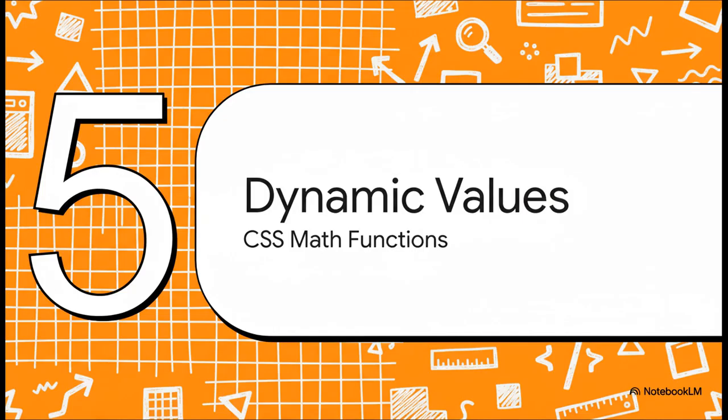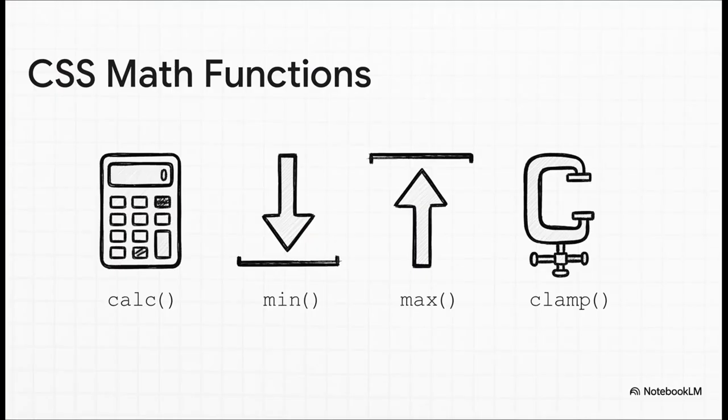But modern CSS can do way more than just store values. It can also calculate them on the fly. It's like having a powerful built-in calculator right inside your style sheet. We've got a whole suite of math functions at our fingertips. Calc lets you mix different units, like subtracting pixels from a percentage. Min and max let you set dynamic boundaries. But the real star of the show for fluid responsive design is definitely the clamp function.